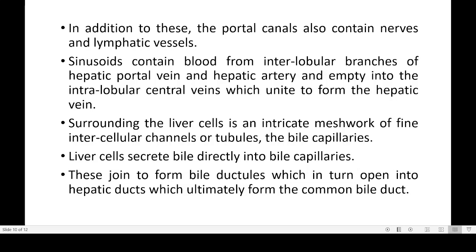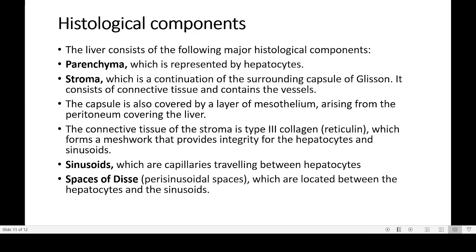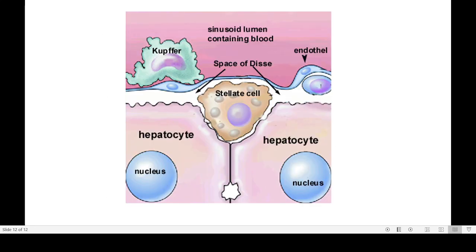Now we have to see what is the basic histology of the liver. If you look at the histology of the liver, we can find the liver is actually formed of a number of important structures. One is parenchyma, another is stroma, third one is sinusoid, and there is a structure called spaces of Disse. So we have to see what are the important structures in the liver.